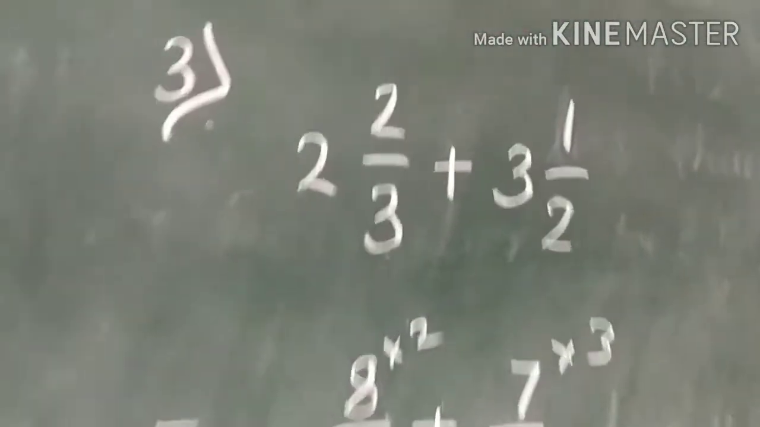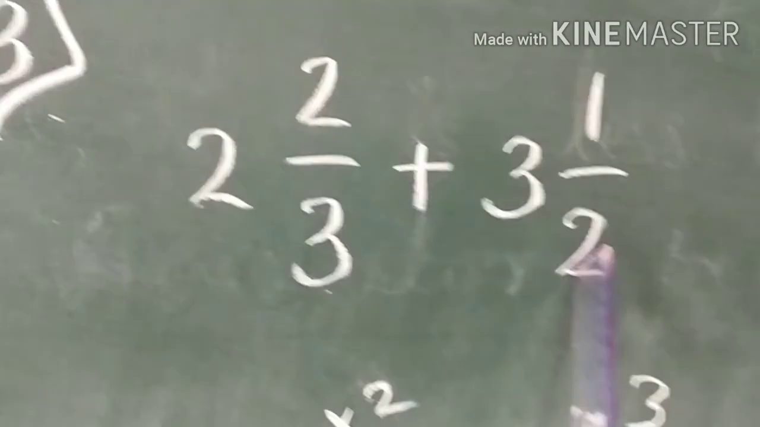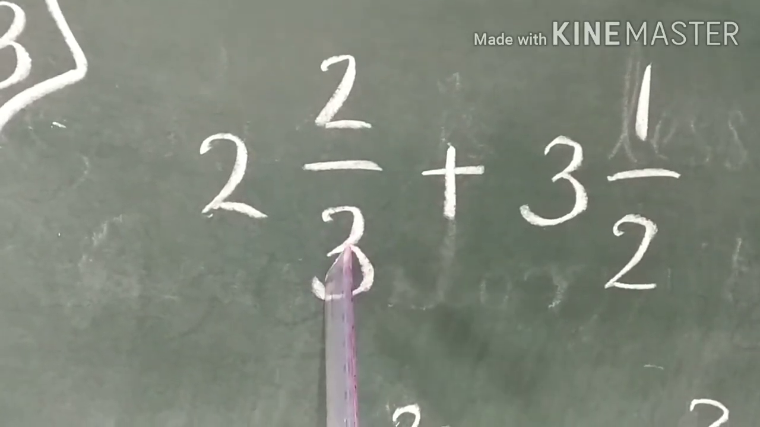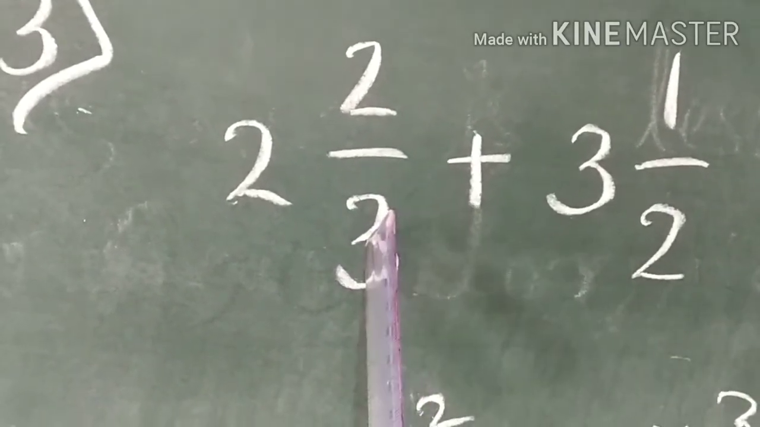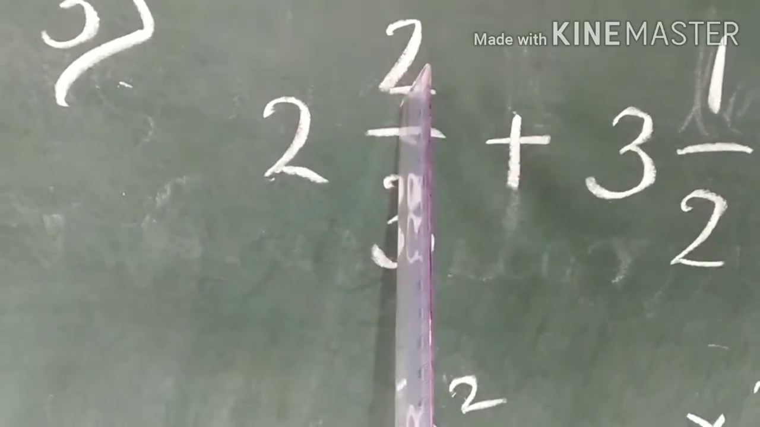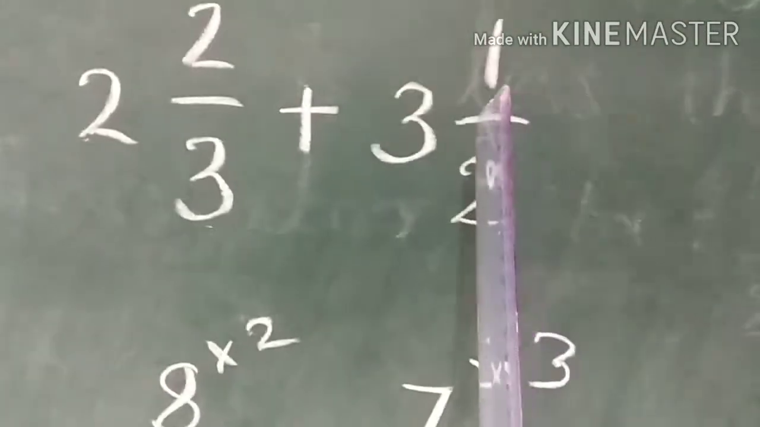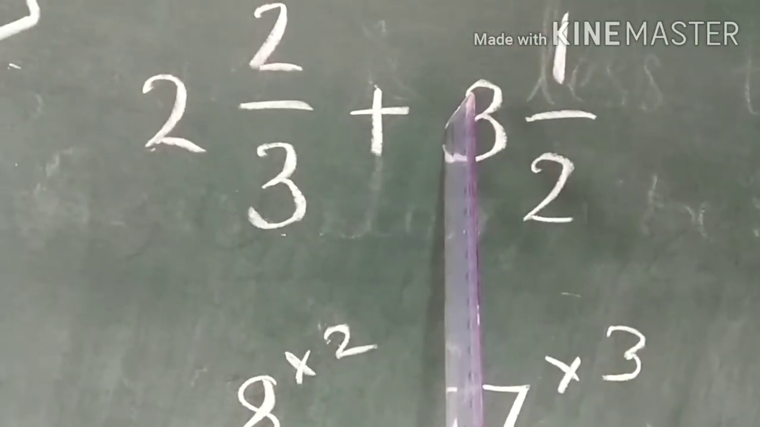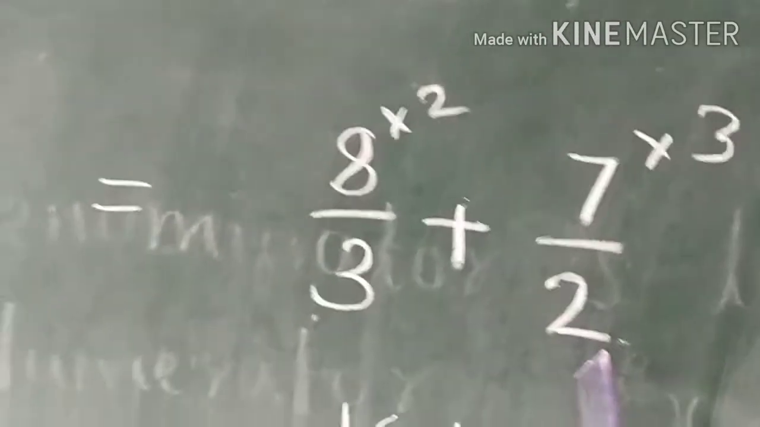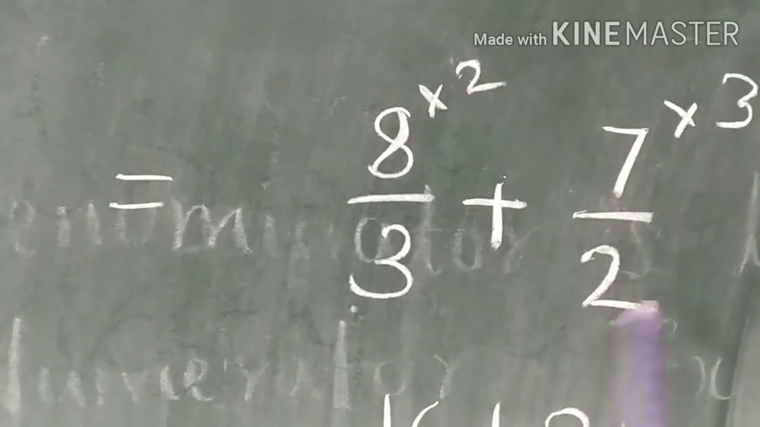Now coming to the third example. Here it is a mixed fraction. We have already studied how to convert the mixed fraction. So first we have to convert it. 3 2s are 6 plus 2, 8 by 3. Now again convert this one. 3 2s are 6 plus 1, 7 by 2. Again we are getting denominator parts that are different.